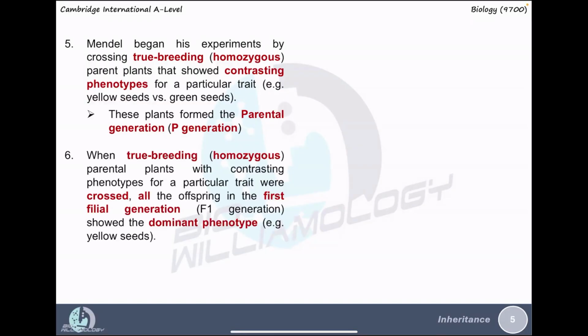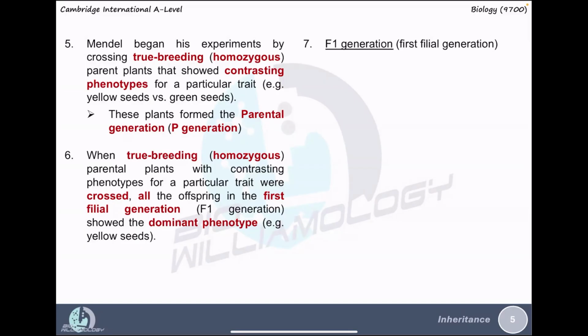When homozygous, true-breeding parental plants with contrasting phenotypes for a particular trait were crossed, the F1, or offspring in the first filial generation, showed the dominant trait. In this case, when we cross yellow seed with green seed, you can see that all the F1 show the dominant trait, yellow seed.